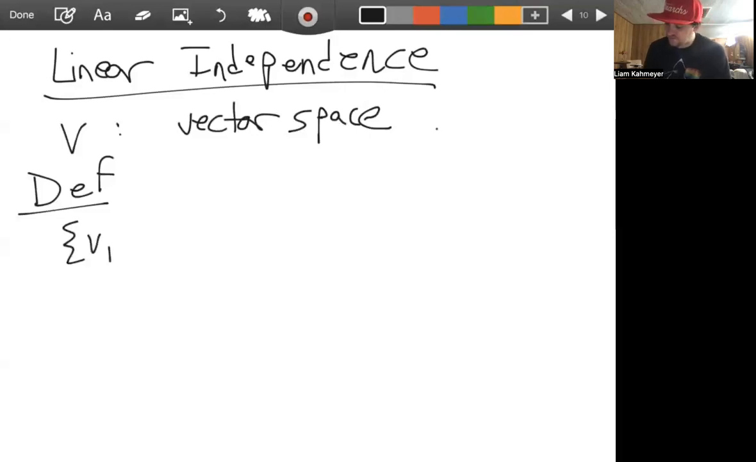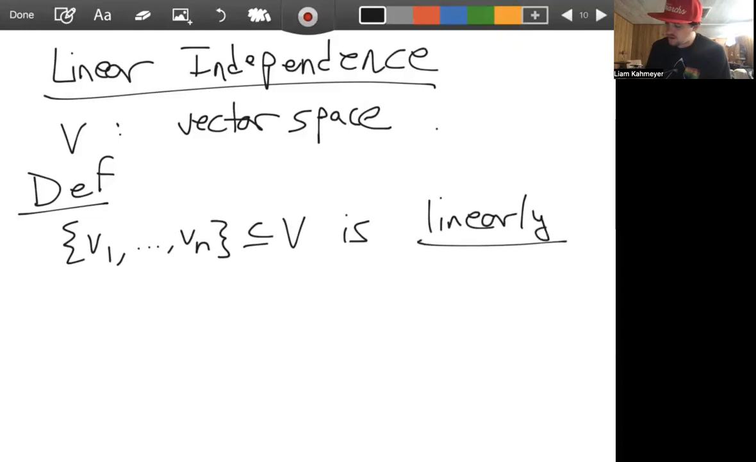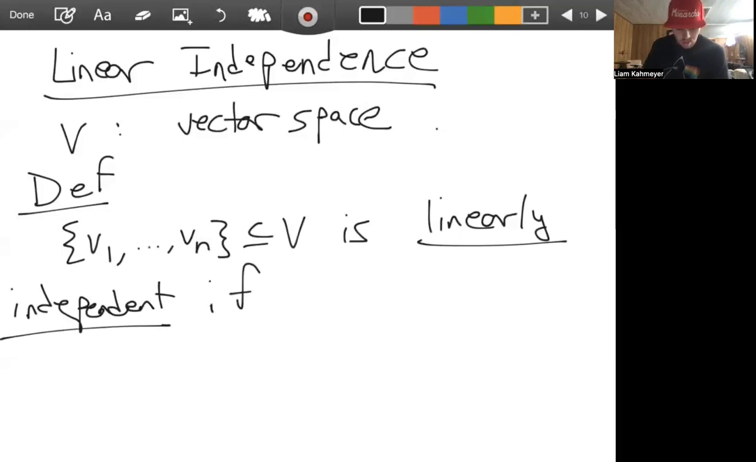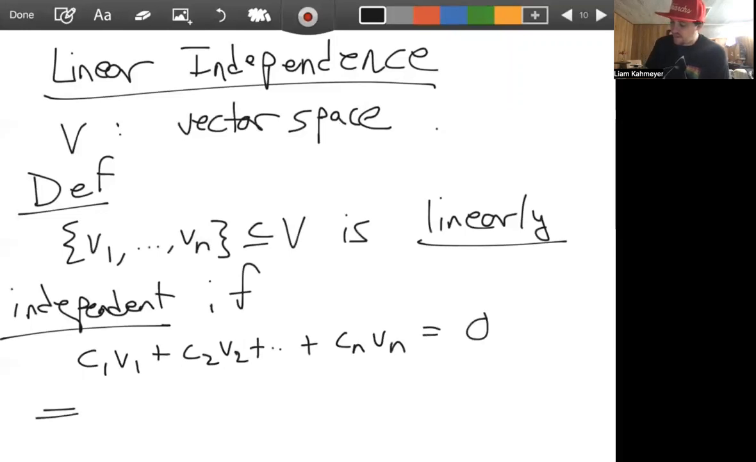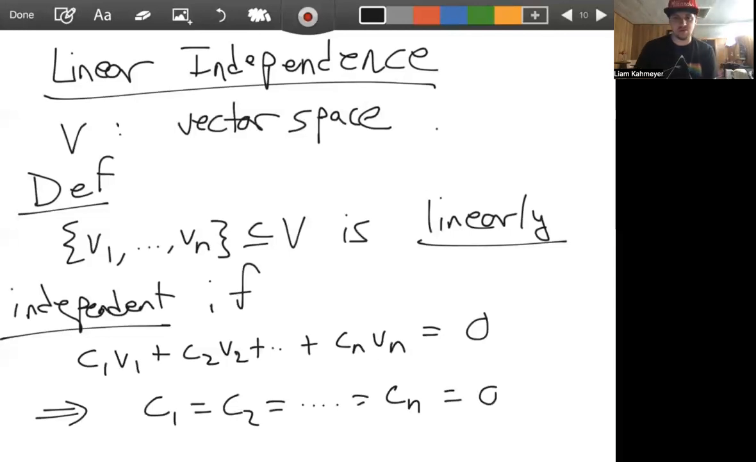The collection of elements V1 through Vn, a subset of V, is linearly independent if we have the linear combination C1V1 plus C2V2 plus and so on, plus CnVn equal to 0 implies that all of the coefficients are 0. So C1 equals C2 equals et cetera, equals Cn equals 0.